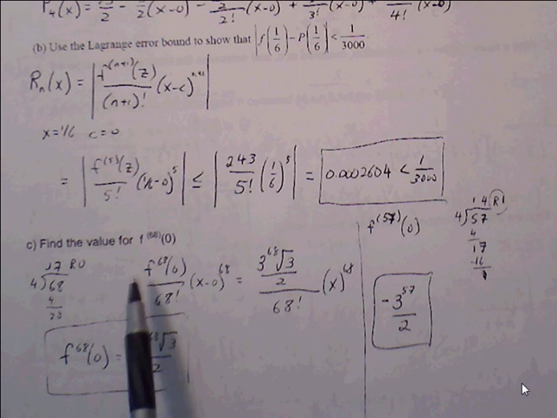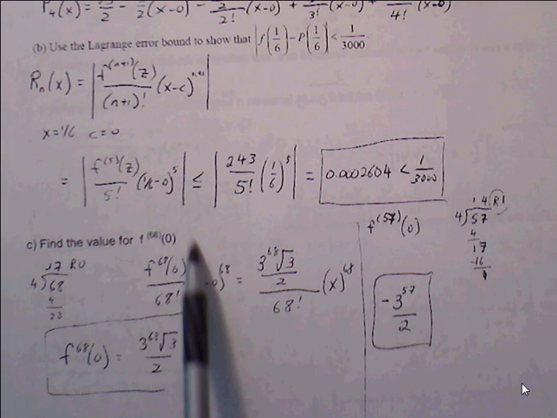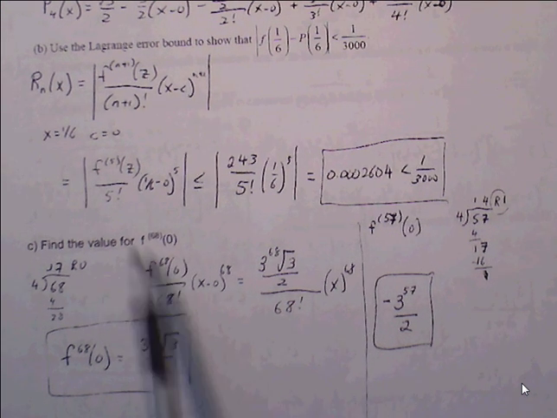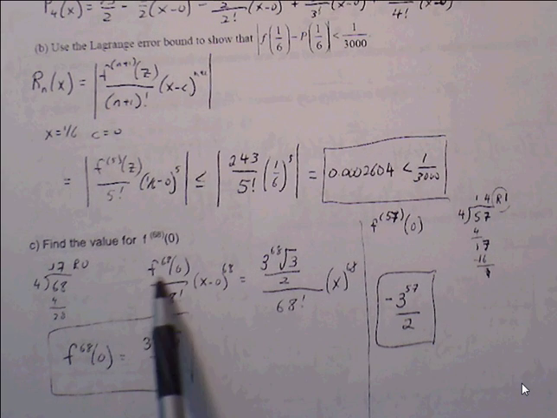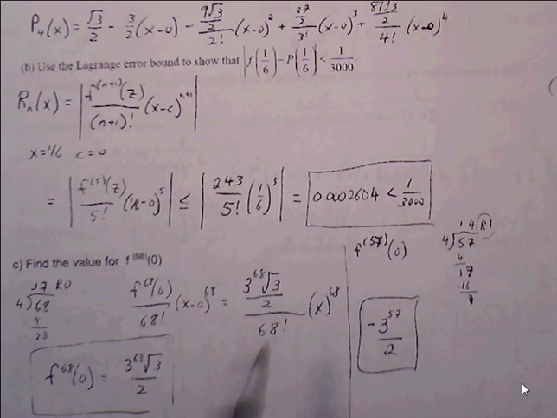Now, the full coefficient in the Taylor series would be the 68th derivative evaluated at 0 divided by 68 factorial. But it's only asking for the 68th derivative at 0, not the full coefficient. If it were asking for the full coefficient, we would have to provide this entire expression here.